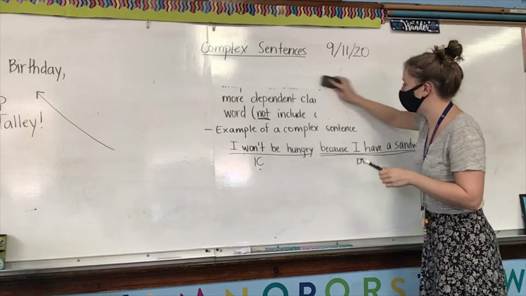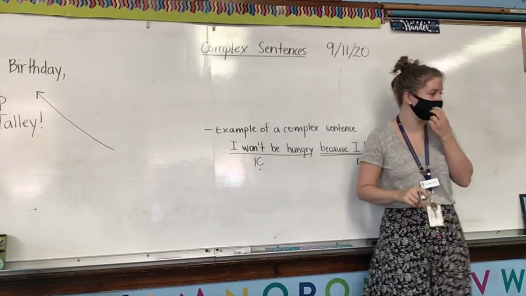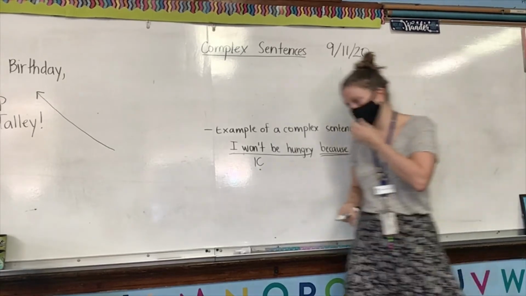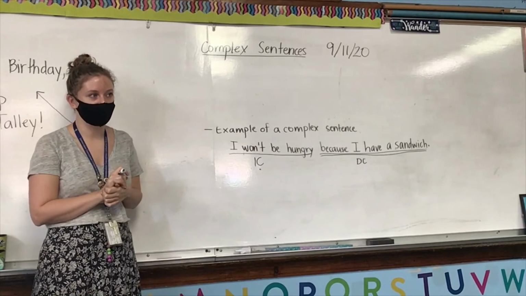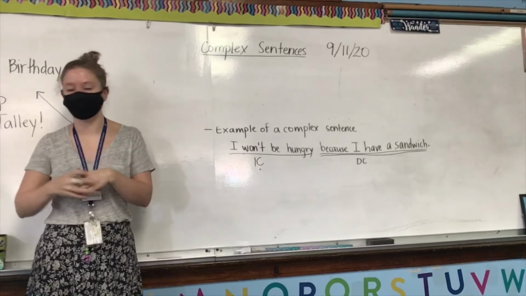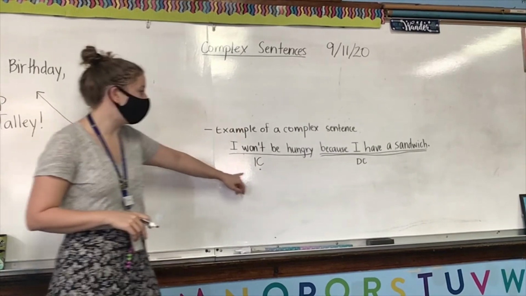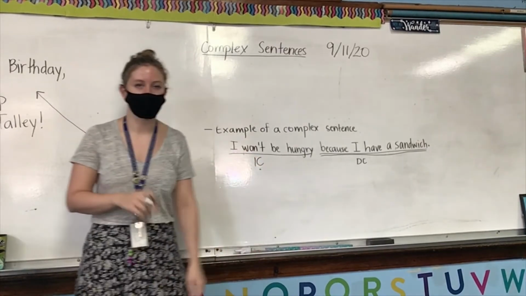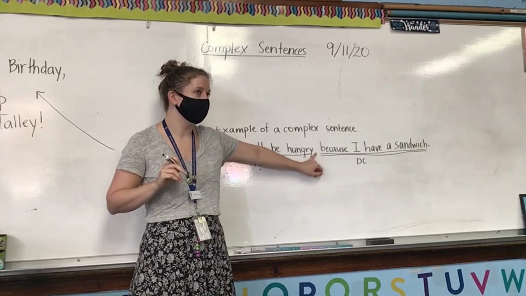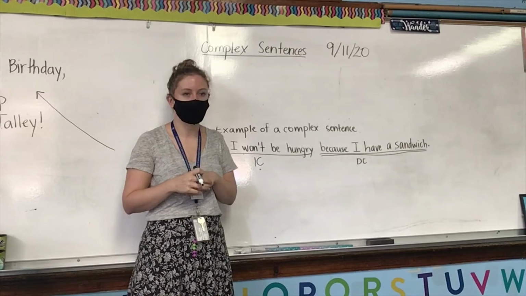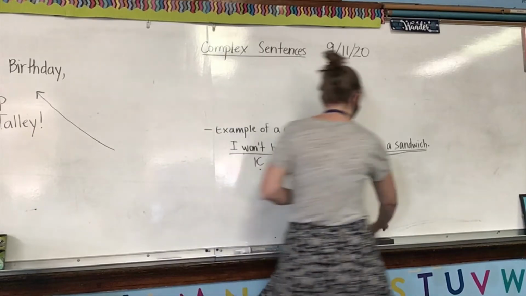Remember, would we use and, but, or in a complex sentence, unless we're just combining subjects or predicates? No. We would only have and, but, or if we have compound subjects or compound predicates, not to connect the two clauses. If we used and, but, or to connect the two clauses, it would look like this. I won't be hungry and because I have a sandwich. Does that make sense? Mm-mm. No. Because we can't use and, but, or before a connecting word like because, since, as soon as, whatever. Okay.